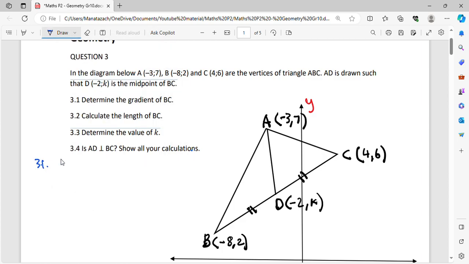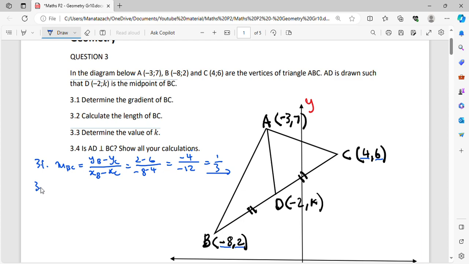So 3.1, gradient for BC. The formula is y at B minus y at C divided by x at B minus x at C. So y at B is 2, y at C is 6, so we'll have 2 minus 6 divided by x at B, which is minus 8, x at C is 4. Here we'll have minus 8 minus 4. The numerator will work out as minus 4. The denominator is minus 12. So you'll have 1 over 3 as your gradient.